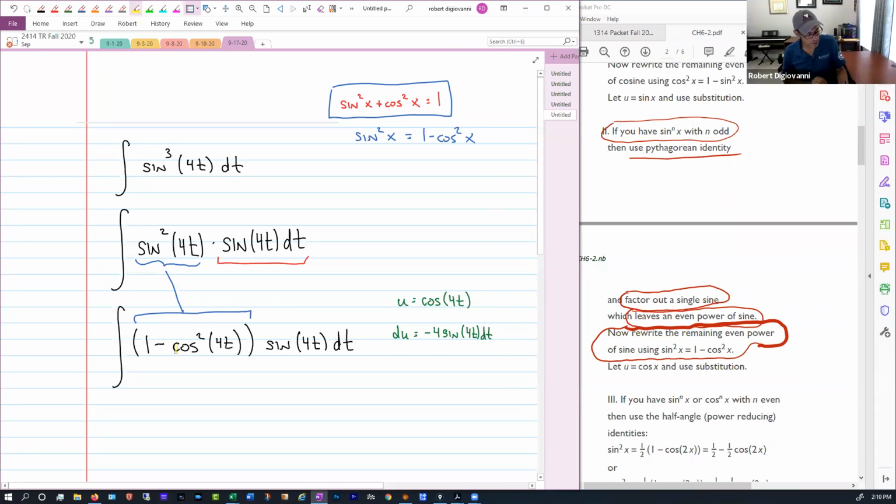So I will be able to replace cosine 4t with u. I will be able to replace sine 4t dt. I've got to scale this out. I've got to do a -1/4 on both sides. Please just interrupt me if you have a question.